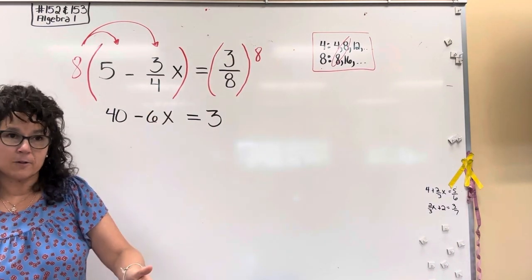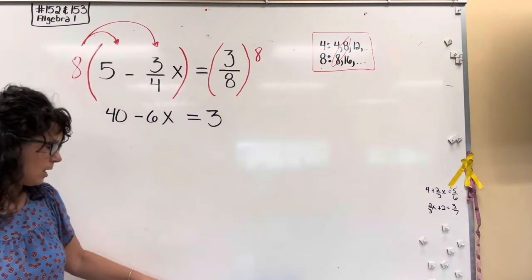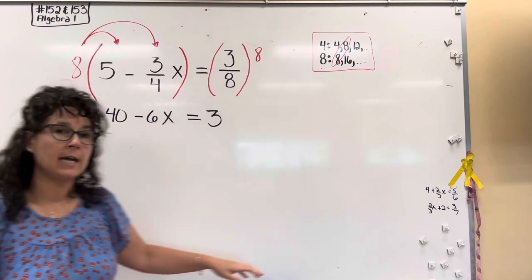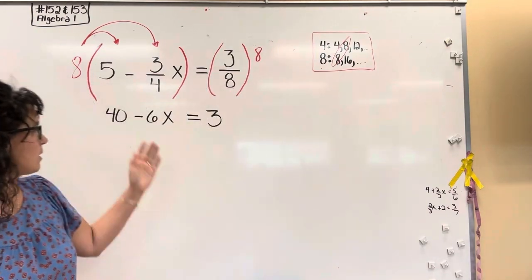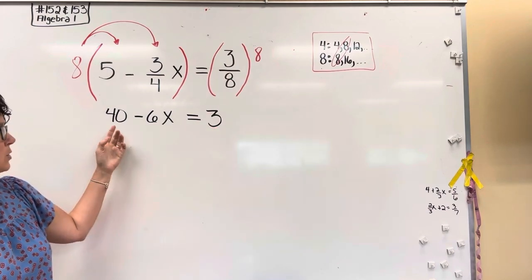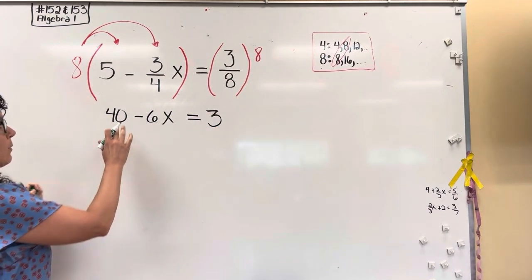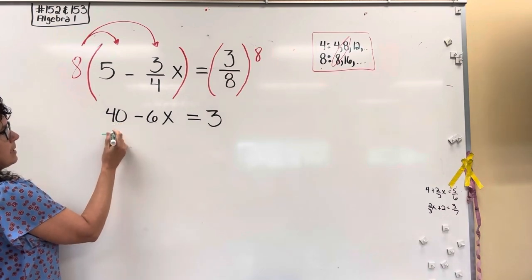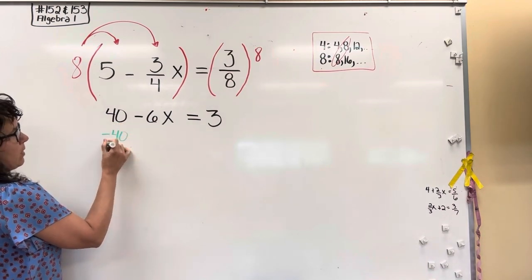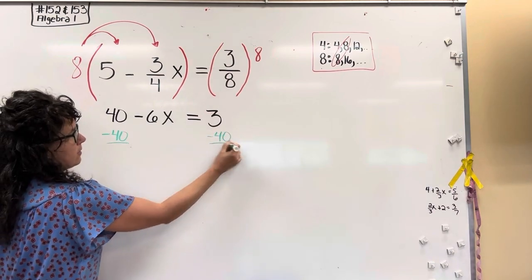But then after that, it wants you to finish solving. So if I continue to solve, I'm going to get letters on one side, numbers on the other. So I have a number, letters, and a number. The quickest way to do that would be to move the 40 to the other side. To get rid of a positive 40, I'm going to subtract 40. What I do to one side of the equal sign, I do to the other.